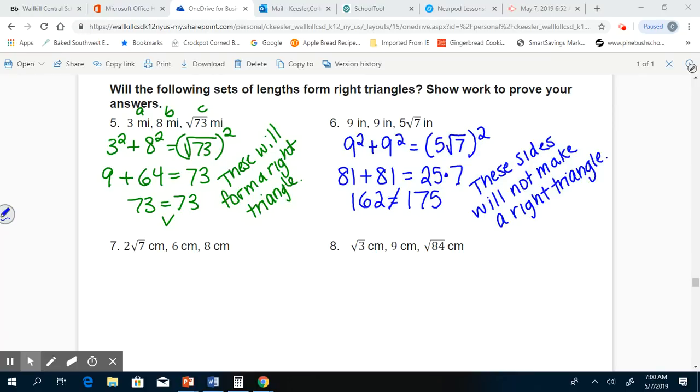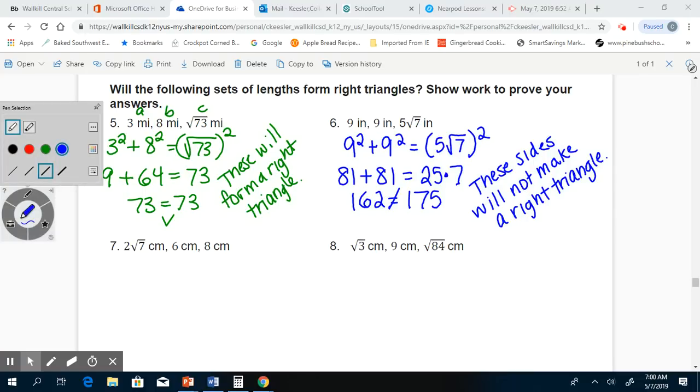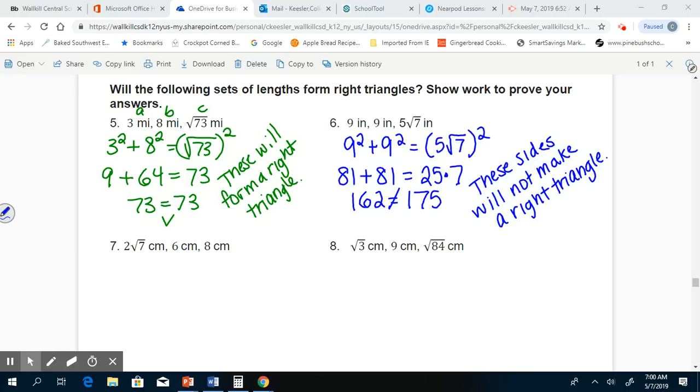Okay, so I'm going to continue with 7 and 8 to just give you a little bit more practice and making sure you understand how to square something with the radical, and then you're going to try the last 4 on your own. So for number 7, we have 2 square root 7. Again, this is going to be our A, this is going to be our B, this is going to be our C. So we have 2 square root 7 all squared plus 6 squared equals 8 squared.